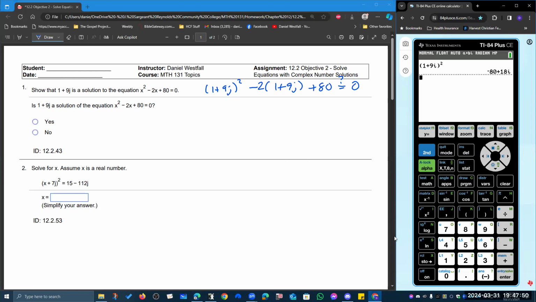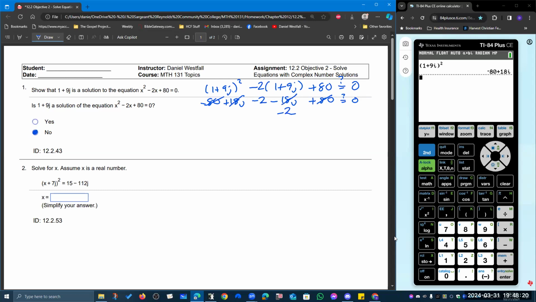And we get negative 80 plus 18, and you're going to replace that with j. This is going to be minus 2 minus 18j plus 80. We already see the problem: there's no way that this can be equal to 0, because it's going to be equal to negative 2. So no, it's not a solution.